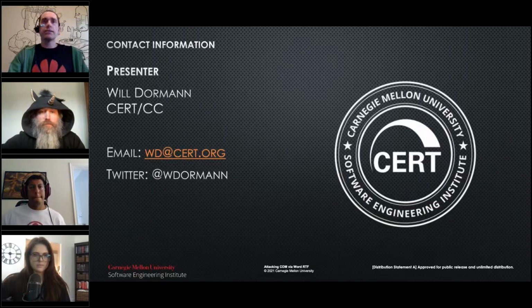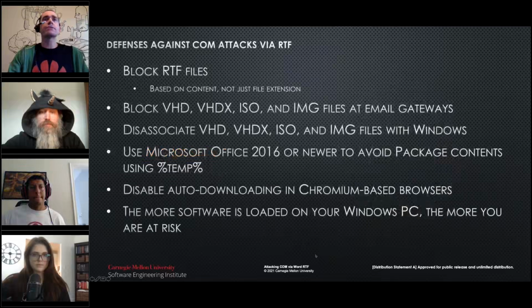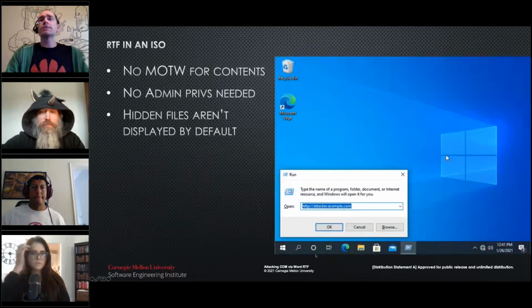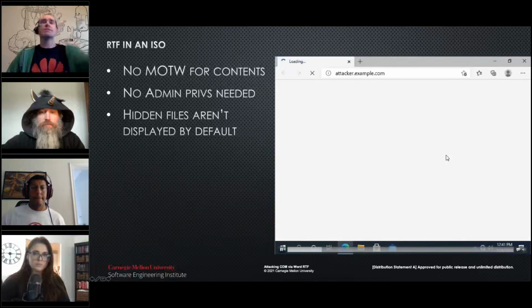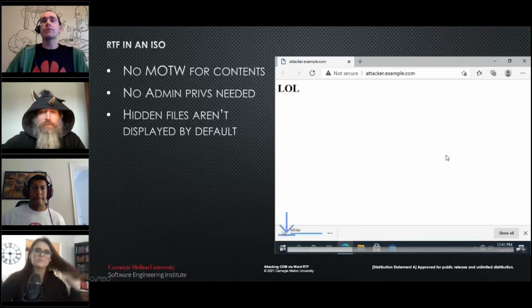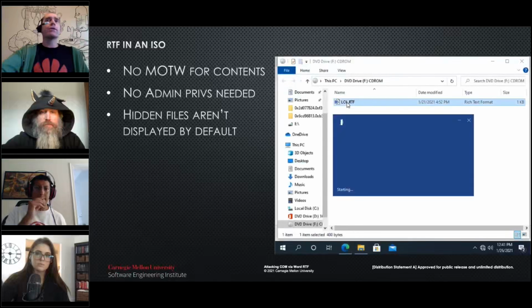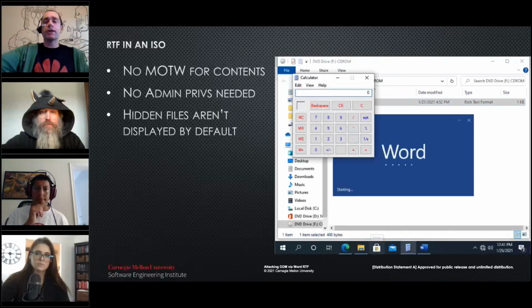I don't know if you still have my screen sharing, but the best example was the ISO file. The example that I had was basically downloading it from a website. I could email an ISO to somebody. I don't think they generally have that disabled. All it requires is you double click on the ISO, that mounts it. You double click on the RTF, and then that's it.